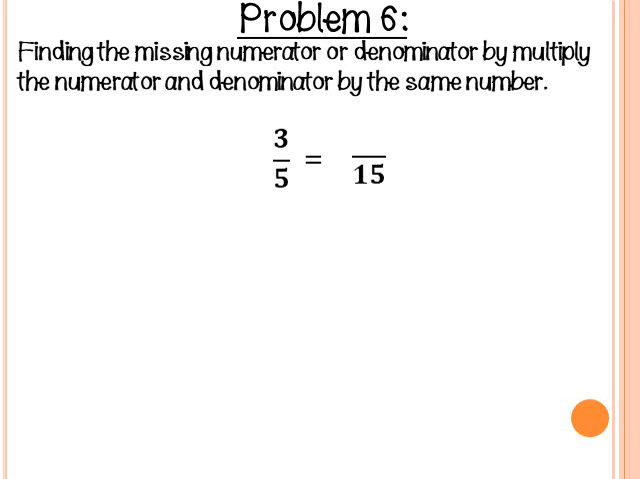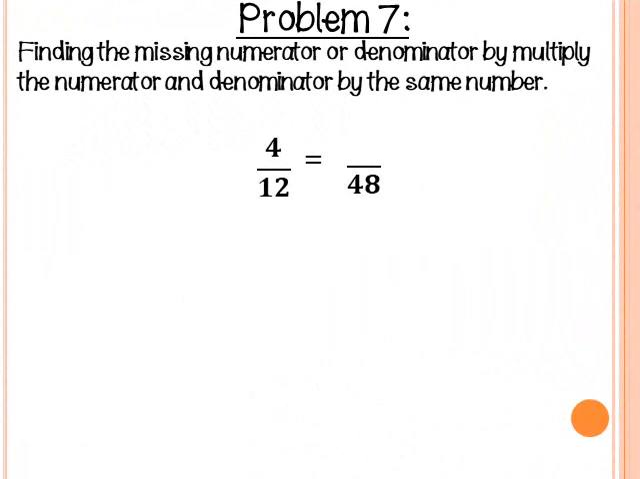For problem number 6, we're missing our numerator. So our 3/5 is multiplying something to get something over 15. And 5 times 3 equals 15. So if you multiply by 3 on the bottom, whatever you do to the bottom, you need to do to the top. And 3 times 3 gives you 9. So 3/5 is equivalent to 9/15. Let's move on to problem number 7.